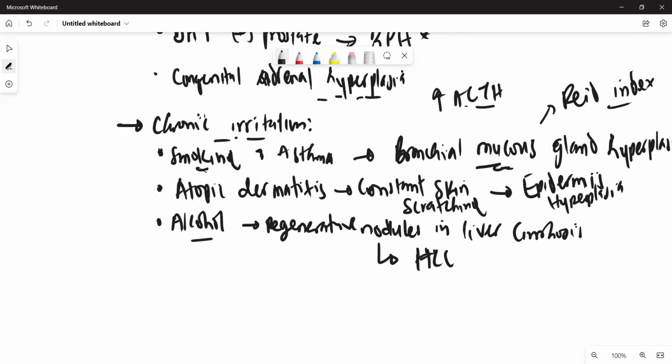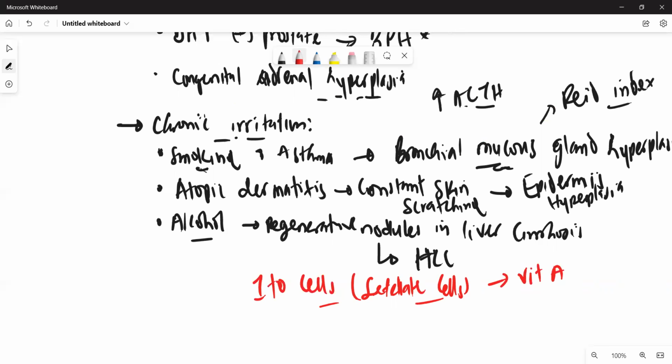And just a side question, anybody know what cell in the liver is responsible for these regenerative nodules? Ito cells, right? Which we can also call stellate cells, right? And these cells normally store vitamin A. So they normally help to store vitamin A.